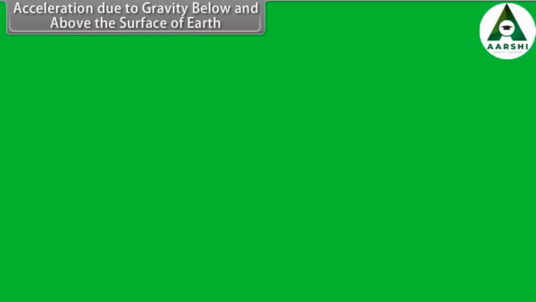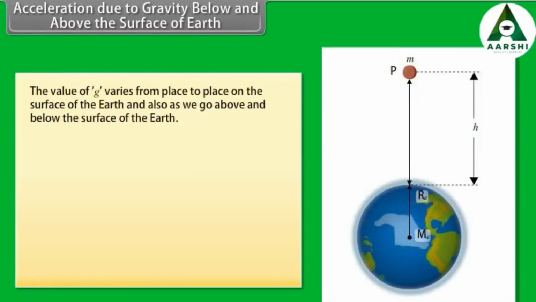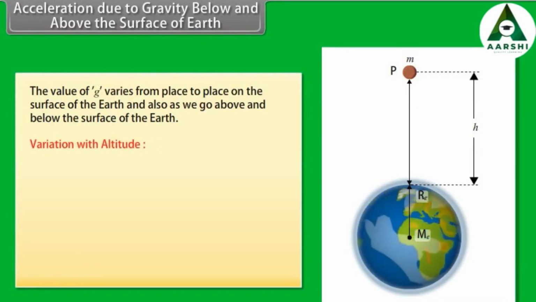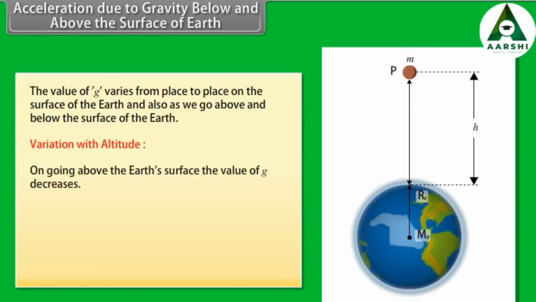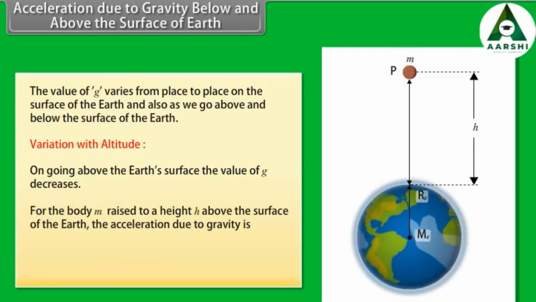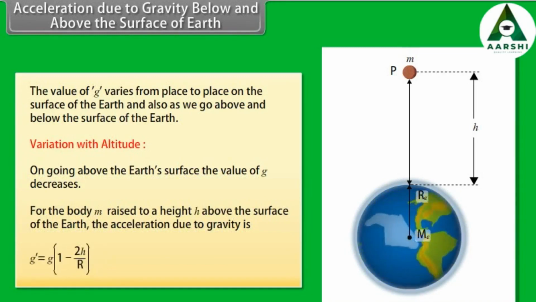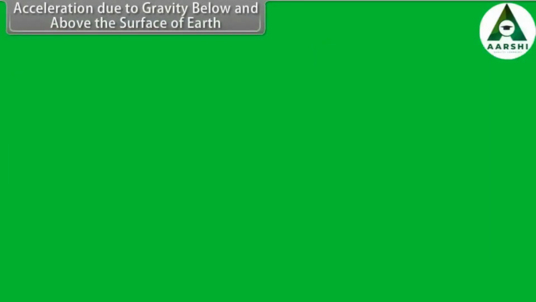Acceleration due to gravity below and above the surface of Earth. The value of g varies from place to place on the surface of the Earth and also as we go above and below the surface of the Earth. Variation with altitude: on going above the Earth's surface, the value of g decreases. For a body of mass m raised to a height h above the surface of the Earth, the acceleration due to gravity is g' = g(1 - 2h/R).